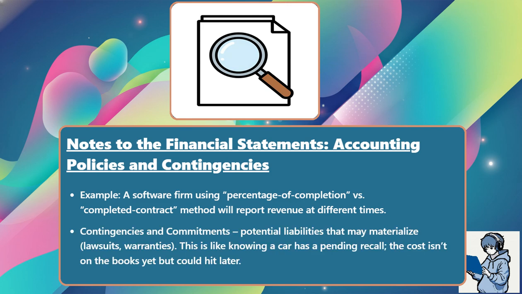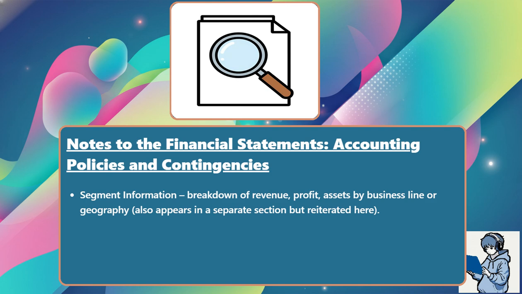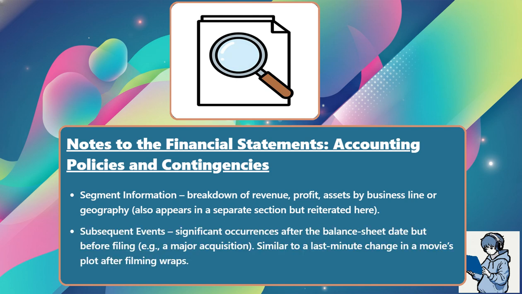Contingencies and commitments: potential liabilities that may materialize, such as lawsuits and warranties. This is like knowing a car has a pending recall. The cost is not on the books yet but could hit later. Segment information: breakdown of revenue, profit, and assets by business line or geography, which also appears in a separate section but is reiterated here. Subsequent events: significant occurrences after the balance sheet date but before filing, for example, a major acquisition. Similar to a last-minute change in a movie's plot after filming wraps.